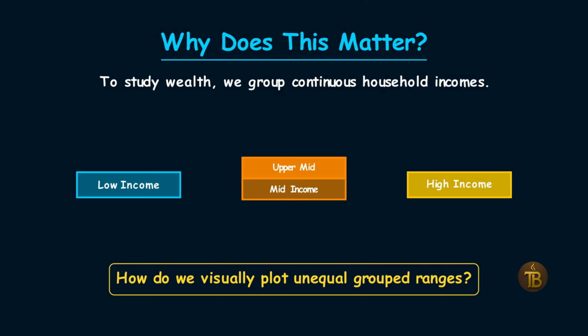In this video, we will cover histograms and grouped data and learn how to construct and interpret them accurately. Why does this matter? To study household wealth, we group continuous incomes into distinct categories. Although they describe the same sample, the ranges are unequal. How do we visually plot these unequal grouped ranges without distorting the data?